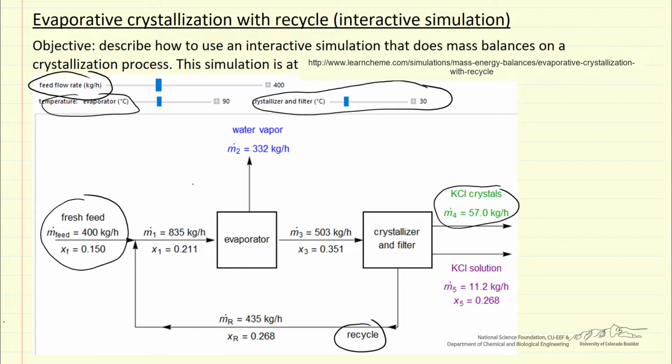So we've put a constraint on this simulation that 95% of the feed of potassium chloride, in this case we're feeding 60 kilograms of potassium chloride per hour, is removed as potassium chloride crystals. That's constant, independent of the various values we picked. That may not be realistic, but we've done that just to demonstrate the mass balances. Let's look at the simulation to see how it behaves as we change parameters.